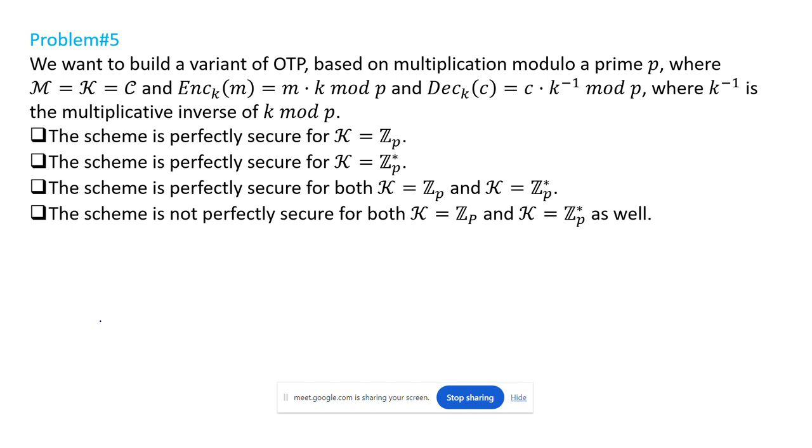They are saying that the message space, key space, and ciphertext space will be the same, but whether that space is Zp or Zp star, and whether it is then perfectly secure or not. Note that because p is prime, all elements in the group Zp except the 0 element are invertible. Every element has a multiplicative inverse except 0, so k inverse exists except for the element 0. I will wait for your answer. You can think about this and let me know.